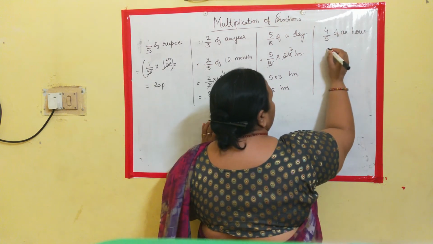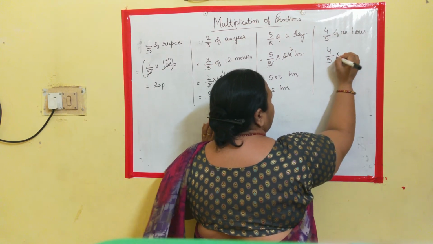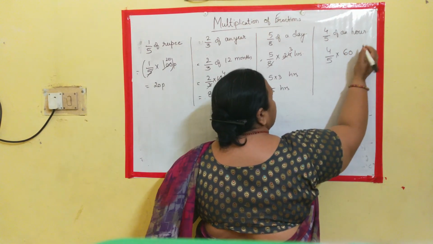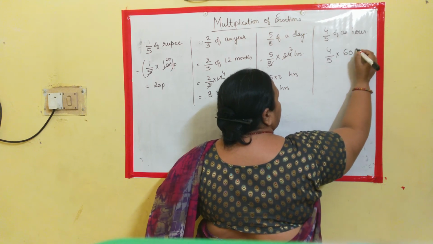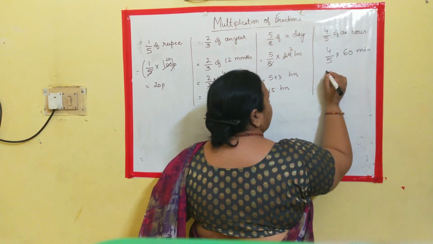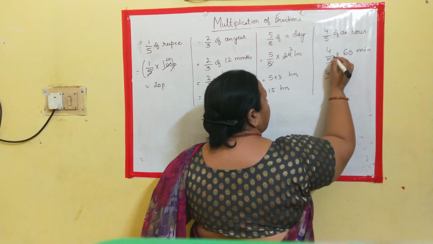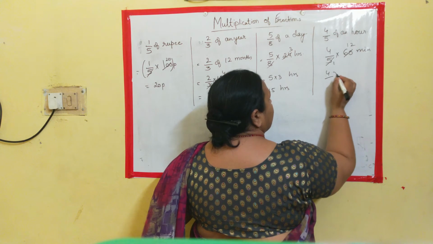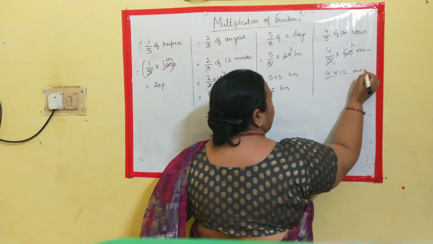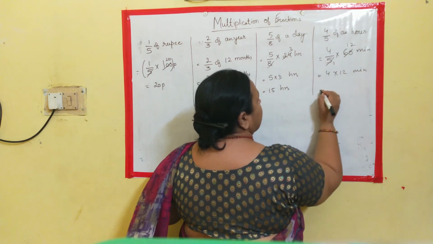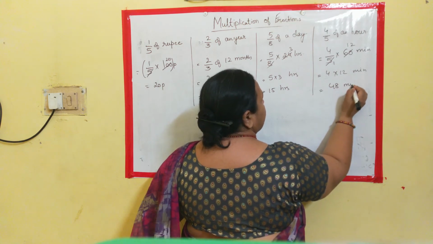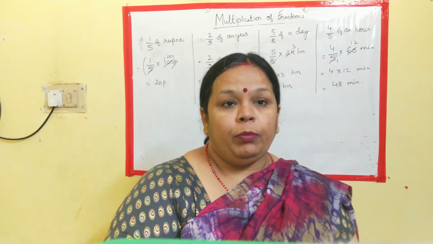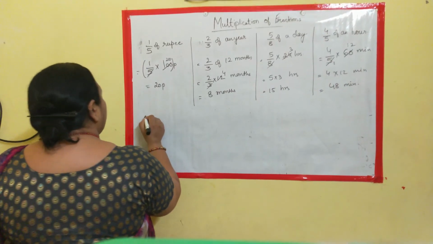Here it is 4 by 5 of an hour. Hour means what? Hour is 60 minutes. So this is 4 by, we can say 5 ones are 5 and 5 twelves are 60. So 4 into 12 minutes. That is 48 minutes. Yeah.